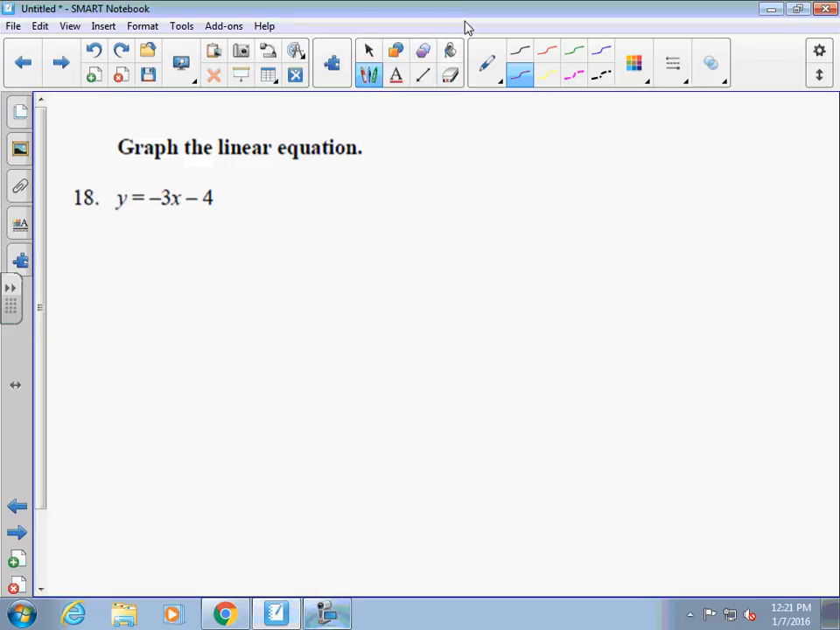This is Algebra 1, spring test number 1. We got through lesson 5.3, part 2. Graphing the linear equation, picking up on number 18.